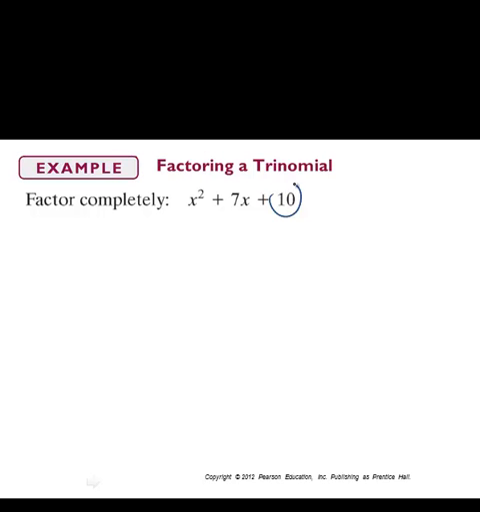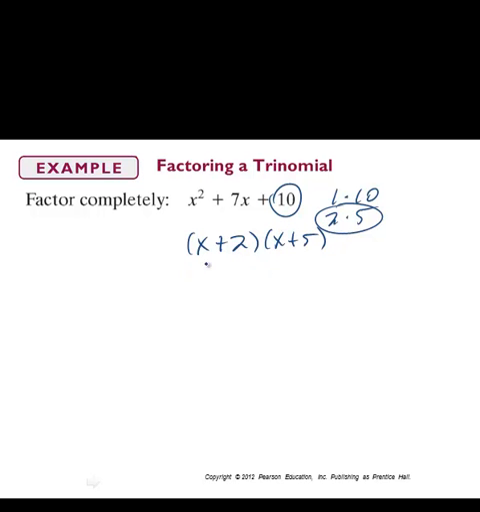Now, you look at this 10 and think about the different ways that you could write 10 factorized as a product of two numbers. You could write 10 as 1 times 10, and you could also write 10 as 2 times 5. But which two factors will add together to make 7? And the answer is the 2 and the 5. So that tells you that you could write this as x plus 2 times x plus 5.